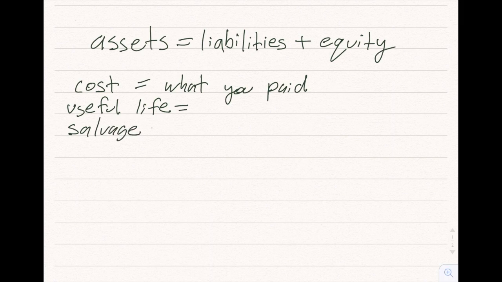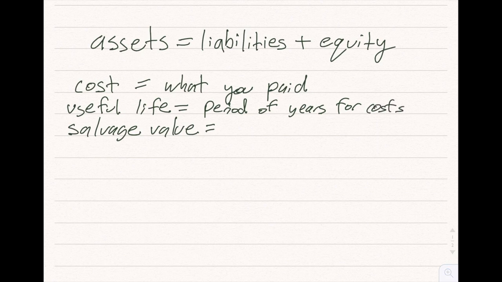Then there is the salvage value, also known as residual value. If you're an accounting student, you're somewhat familiar with this. This is the number that is what that asset is going to be worth at the end of the useful life. So I'm going to say useful life is the period of years for cost spreading, right? Because we talked about you're spreading the cost of that asset.